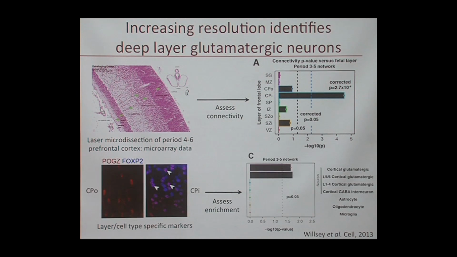He was then able to look at cell type specific markers. So these are genes which are only expressed in one type of cell, and ask which of those genes are expressed in his network. And he found it was the layer 5-6 cortical glutamatergic neurons. And layer 5-6 is what develops from the inner cortical plate. So this really ties together very nicely.